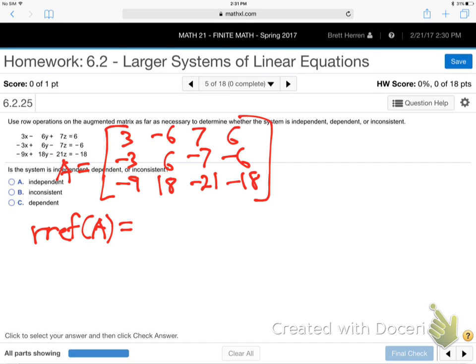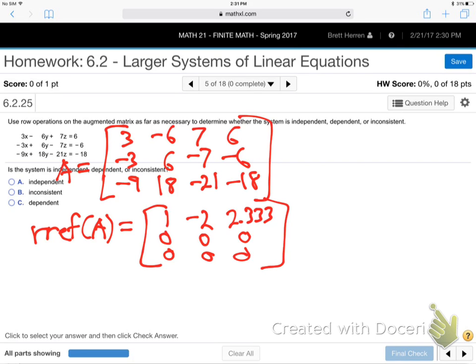All right, here's what I got. 1, -2, 2.33333, and 0, 0, 0, 0, 0, 0. Did you guys get that? After the 2.33, I also got a 2. Yeah, don't worry about that. We good to there? We getting that?